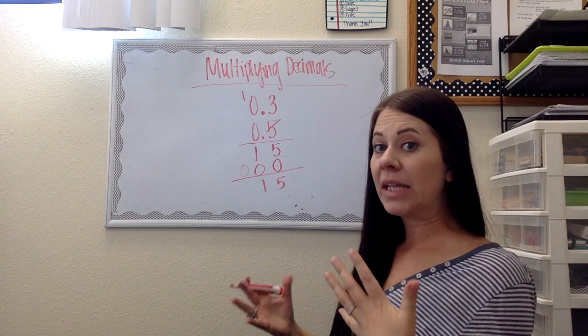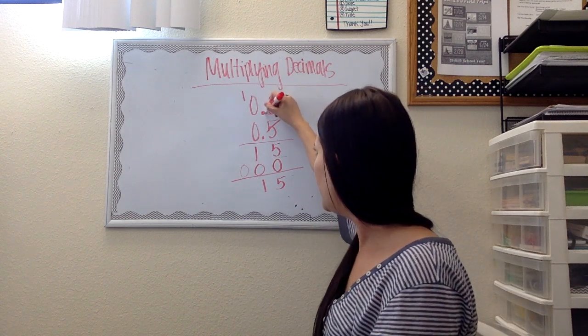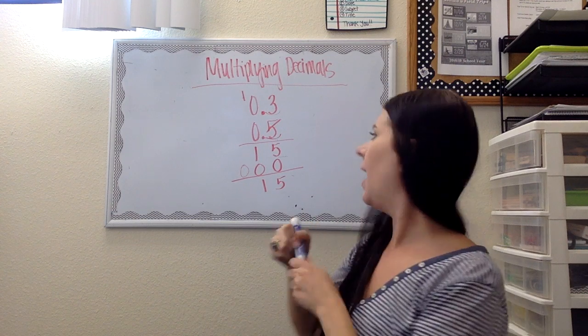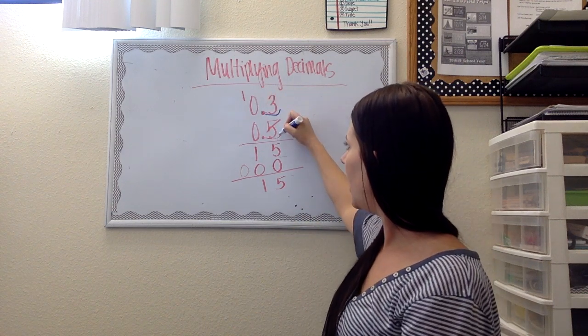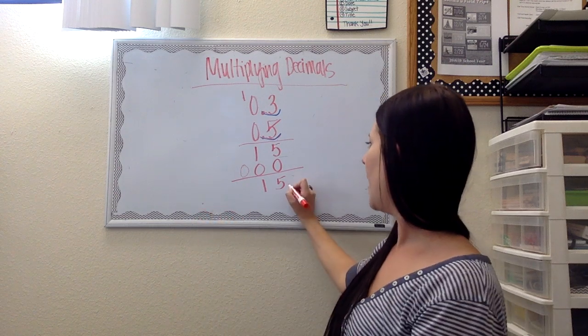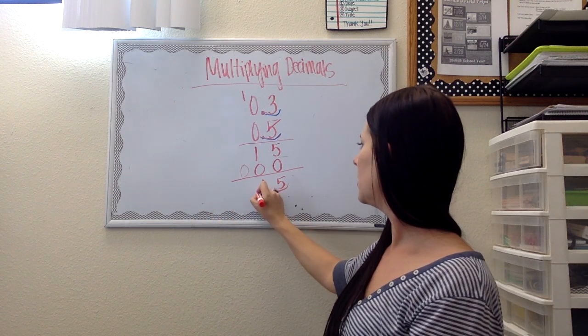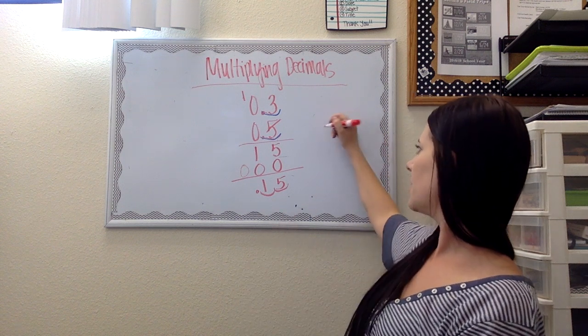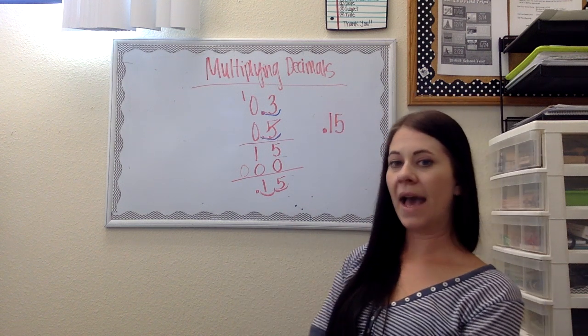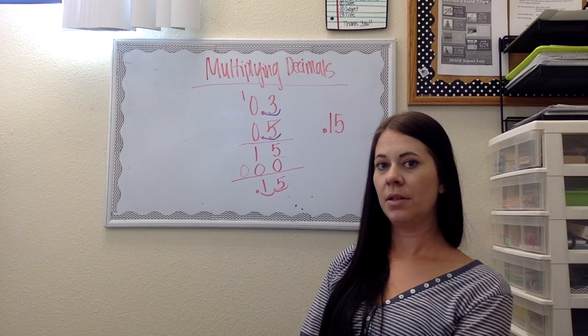So we're going to literally count them up. I had 1, 2 decimal places. Let me show you again. I had 1 and 2 decimal places. So in my answer, I count in 1, 2 decimal places. So your answer is 0.15. Okay, so you count in your decimals at the end.